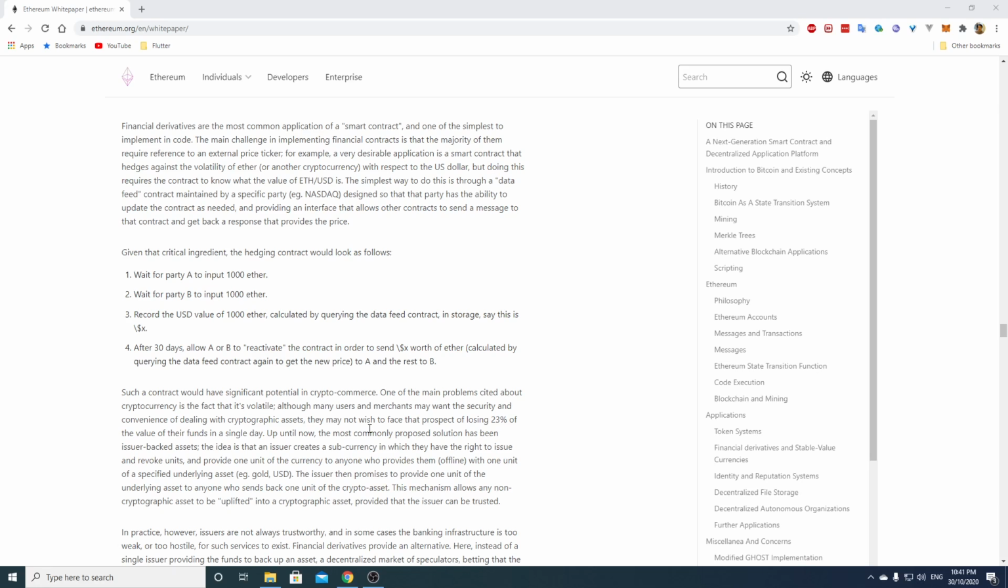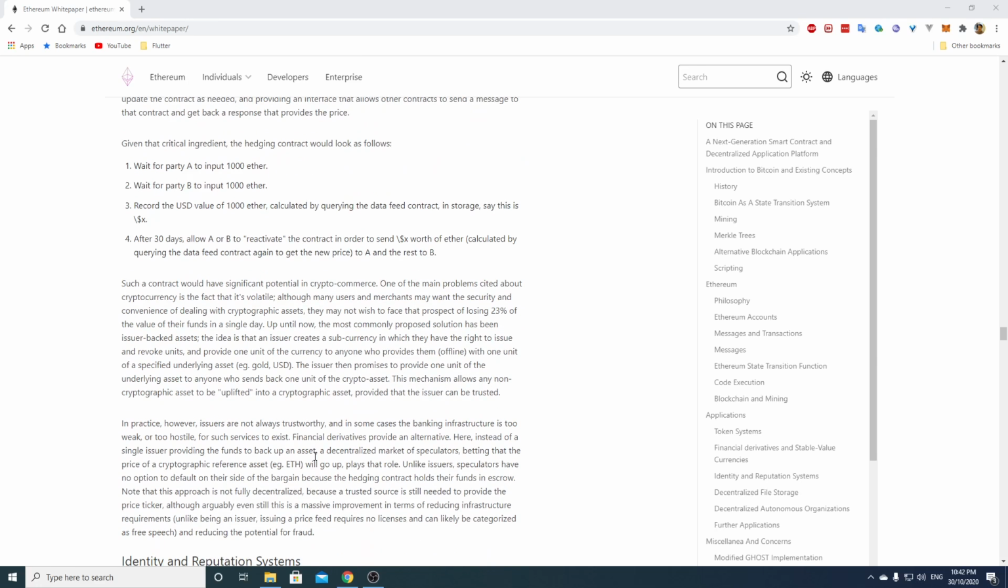One of the main problems cited about cryptocurrency is the fact that it's volatile. Although many users and merchants may want the security and convenience of dealing with cryptographic assets, they may not wish to face the prospect of losing 23% of the value of their funds in a single day. Up until now, the most commonly proposed solution has been issuer-backed assets. The idea is that an issuer creates a subcurrency in which they have the right to issue and revoke units, and provide one unit of the currency to anyone who provides them offline with 1 unit of a specified underlying asset. Yeah, it's a stable coin, so 1 for 1.